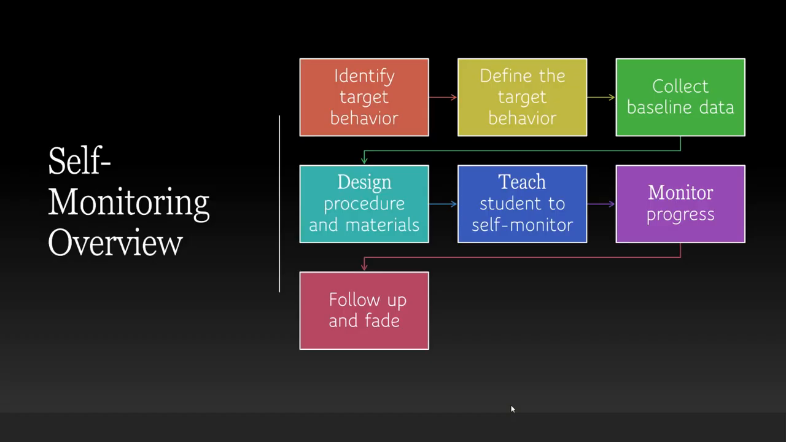So let's look at an overview of the self-monitoring intervention. Of course, the first step is to identify that target behavior. The next step is to define the target behavior. Then the team is going to collect baseline data. They're going to then design procedures and materials to implement that self-monitoring intervention. They'll then teach those students how to self-monitor and then monitor their progress towards implementing and using this intervention. And then as they see that that student is progressing and having a positive response to the intervention, then they will determine how they will follow up and begin to fade that intervention.